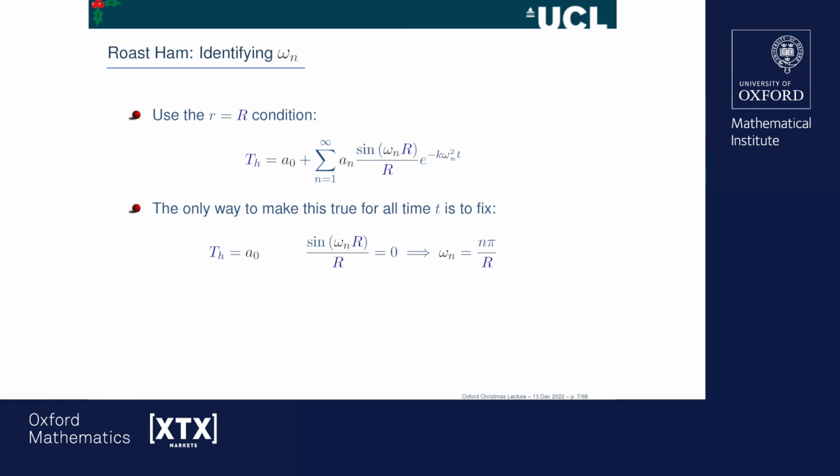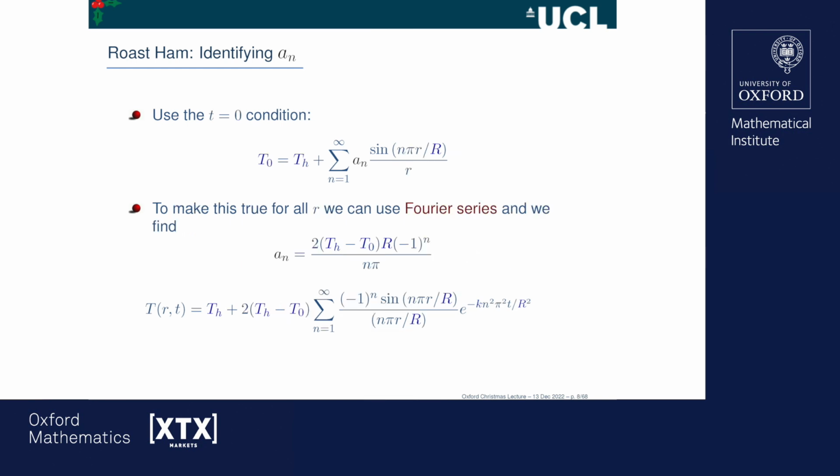And then I've just got one condition left, which is the initial condition that at time t equals 0, it's at fridge temperature. So that's my new solution. I now haven't got any unknown omegas. I've only got unknown As. And I need the initial condition to define the As.